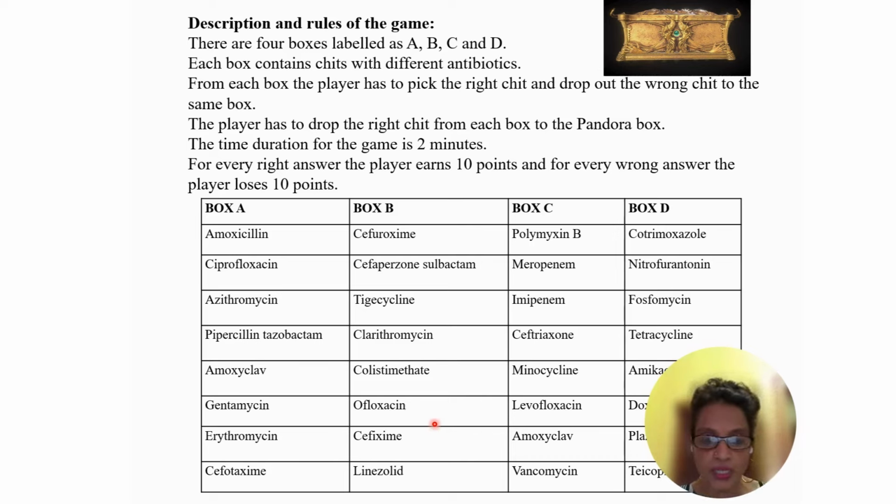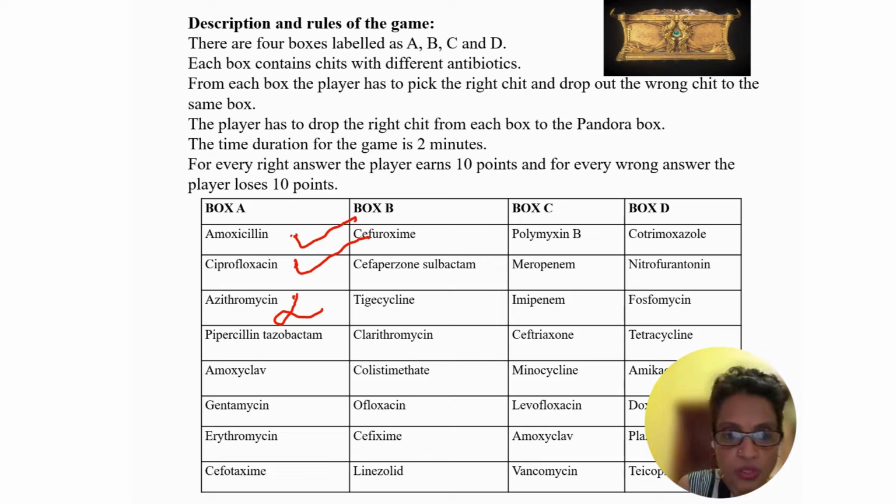Now let us see whether we can use the following antibiotics or not. Amikacin, yes, you can use. Ciprofloxacin, quinolone, you can use. Azithromycin, which is a macrolide which is inactivated in the liver, metabolized in the liver, cannot be used.